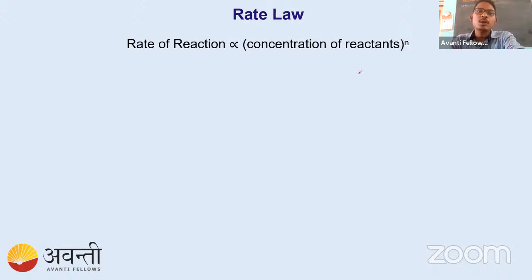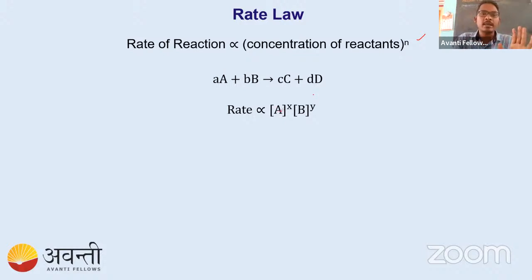So what do you mean by this? For example, we have this equation in which we have taken a mole of A and b mole of B, which give us c mole of C and d mole of D. So how to write the rate law for this? According to this definition, the rate is directly proportional to some power of the concentration of the reactants, which are A and B. Let's say those powers are x and y.